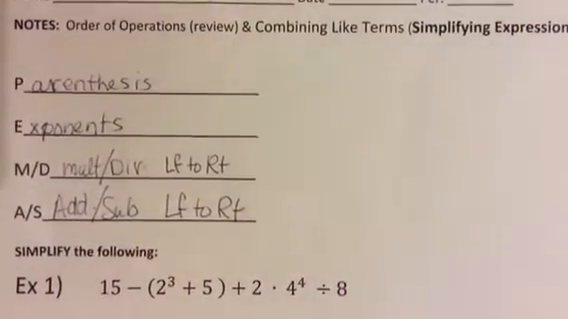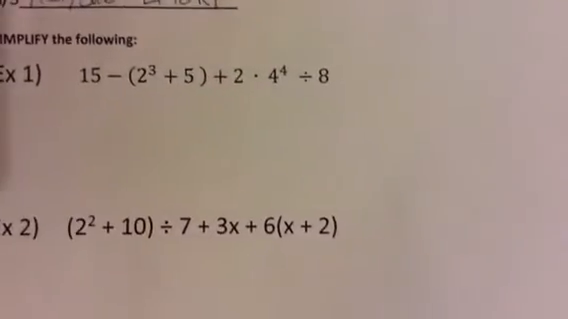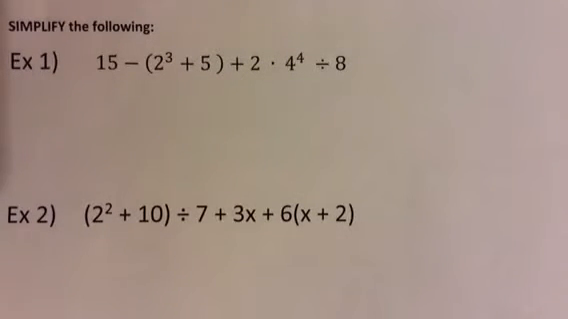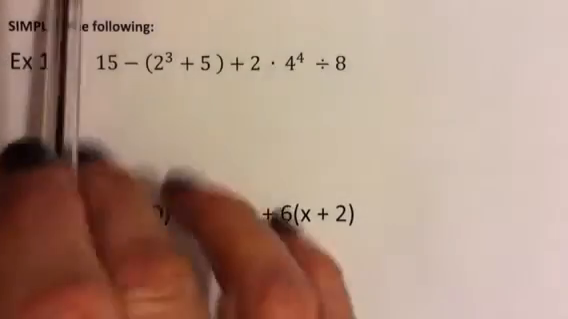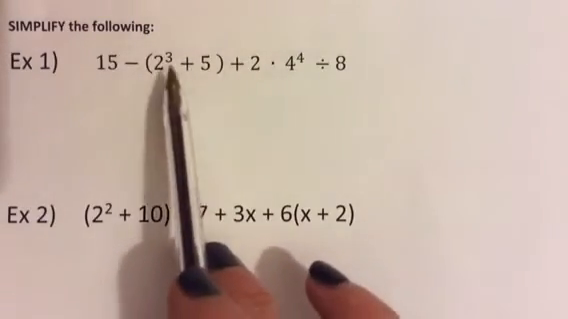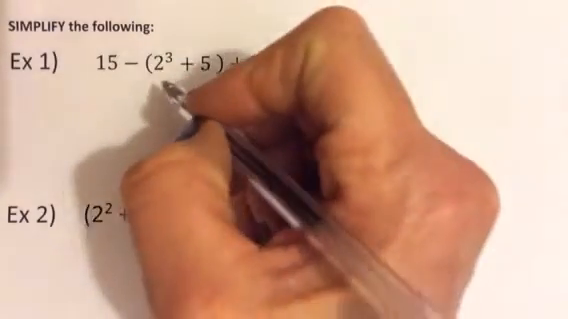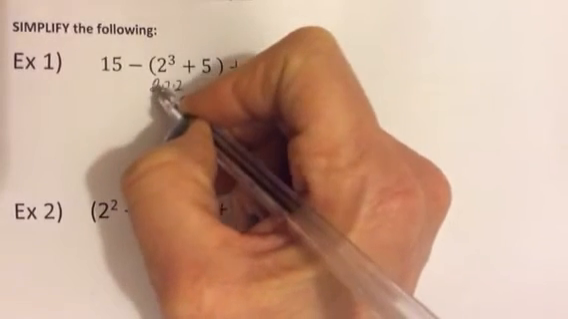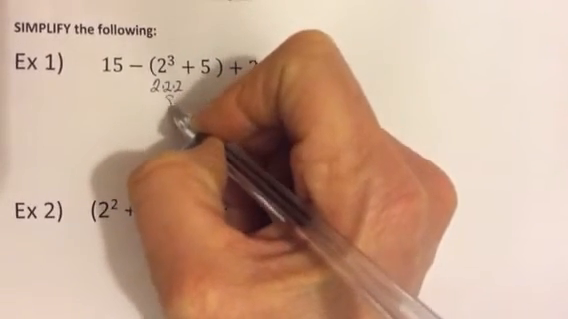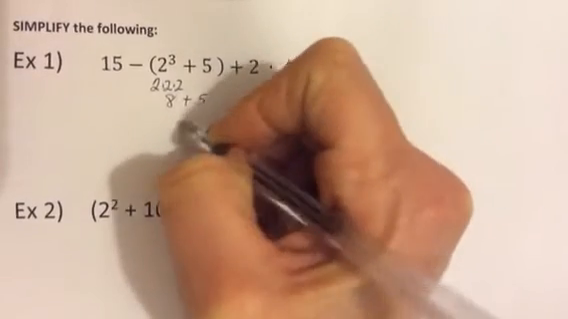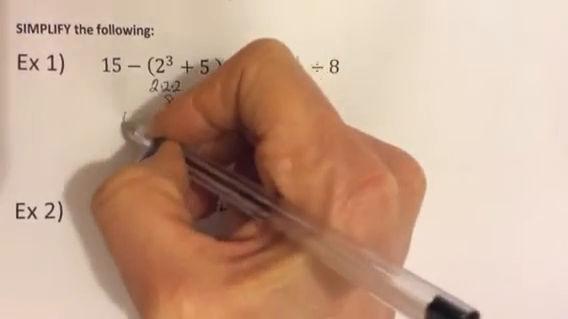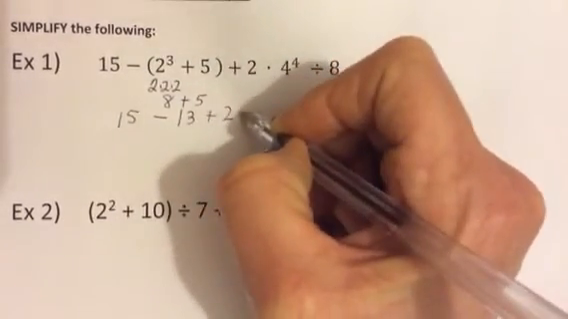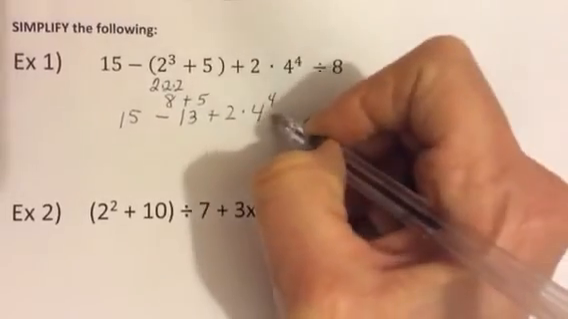Okay, so when we look at the first example, we've got parentheses, so we're going to look inside the parentheses, and there's two things to do there, so we have to follow order of operations inside there, and exponents come before addition. So we're going to do 2 times 2 times 2, which is 2 times 2 is 4 times 2 is 8, and then we can go ahead and do 8 plus 5, so we get 13 inside the parentheses. So now let's bring everything else down: 15 minus 13 plus 2 times 4 to the 4th divided by 8.